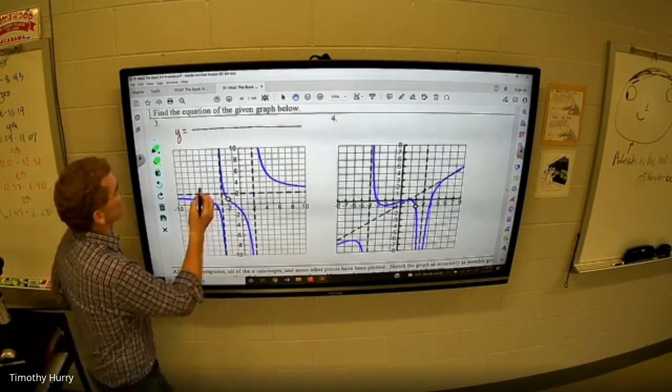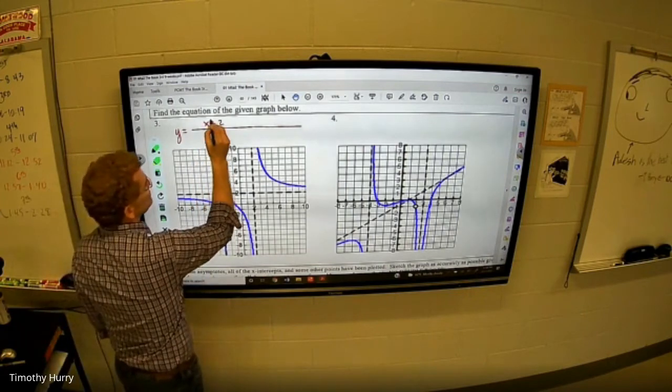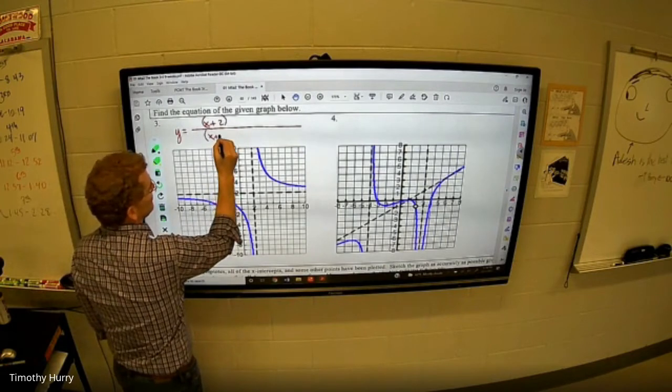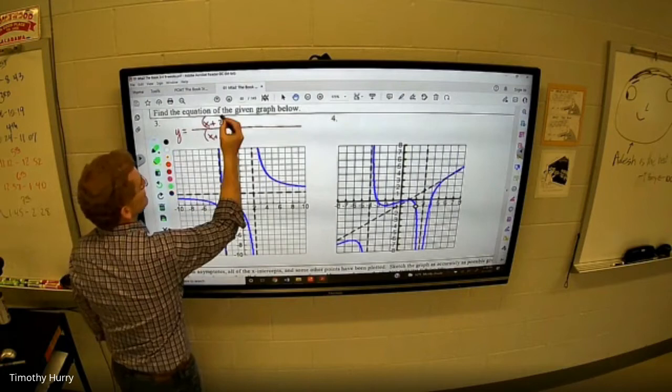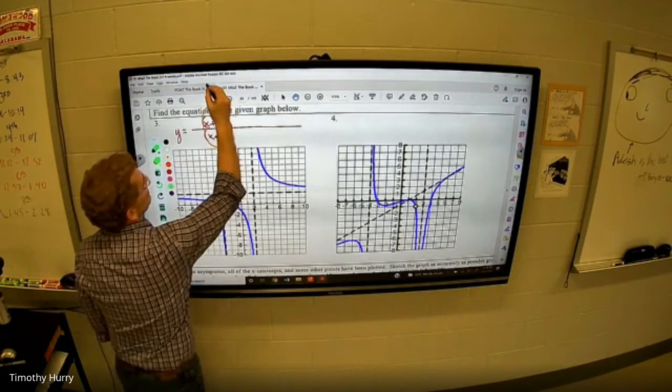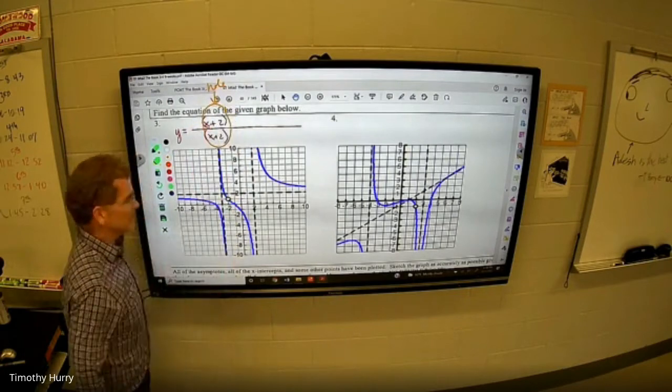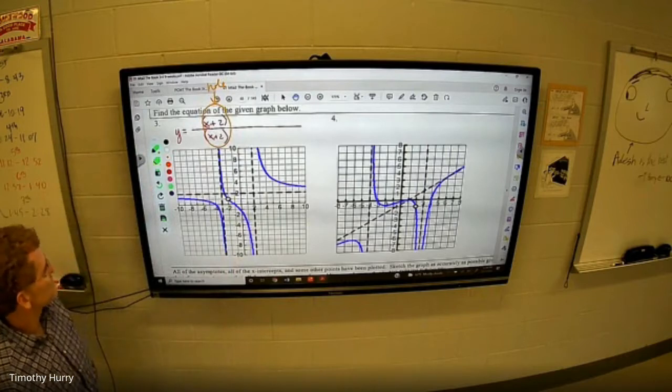So let's just go ahead and put the hole in there. There's your x plus 2 on the top and on the bottom. And that is definitely a hole. And I am going to label that as what gave me the hole. And be careful, sometimes there's 2 holes in there. All right, what else?